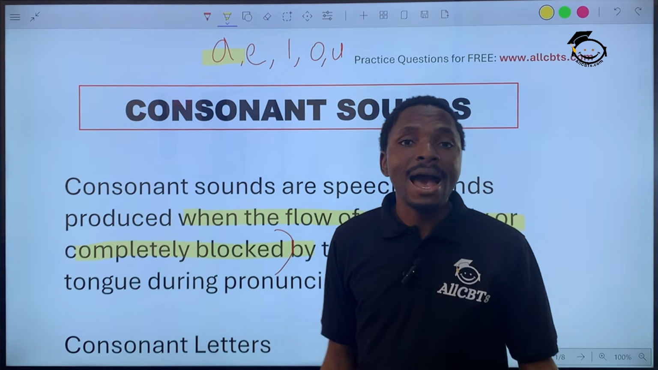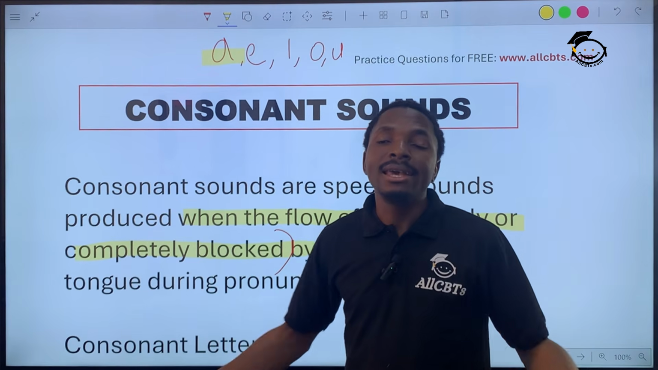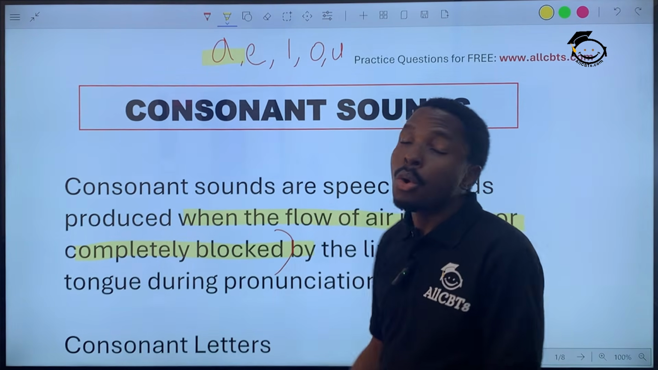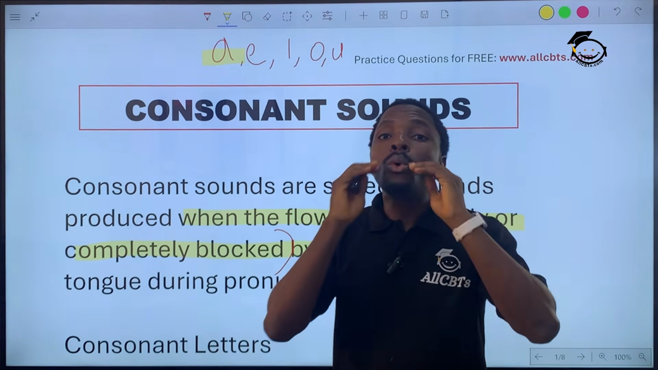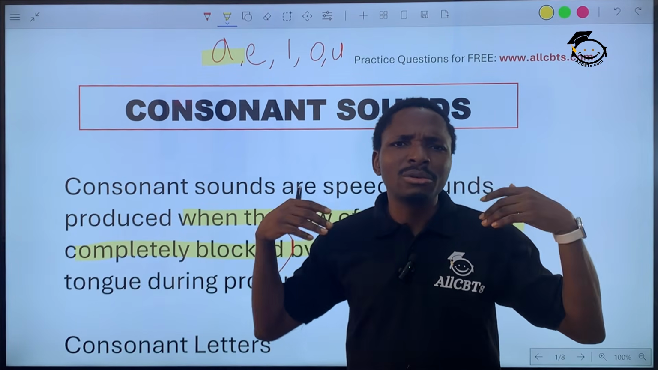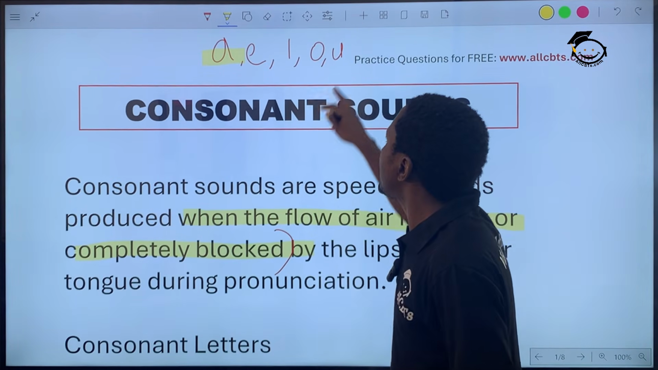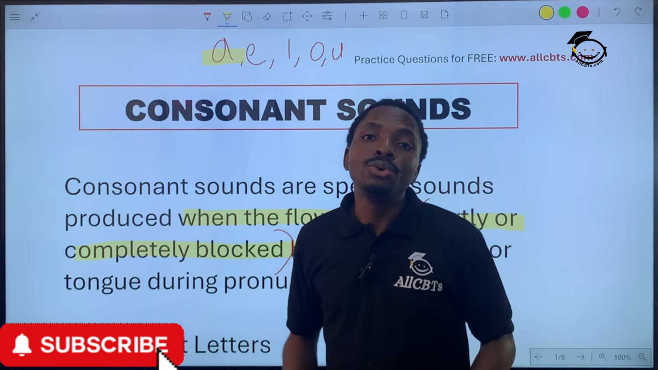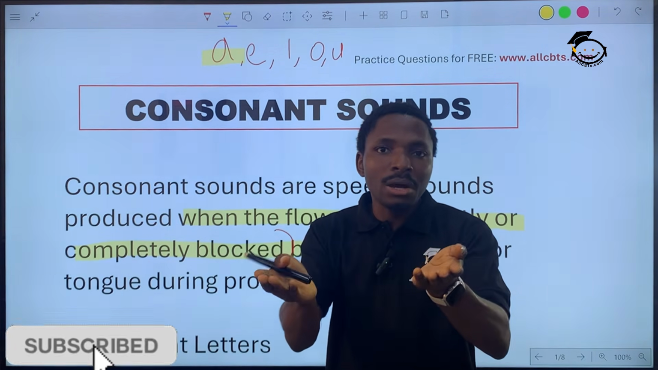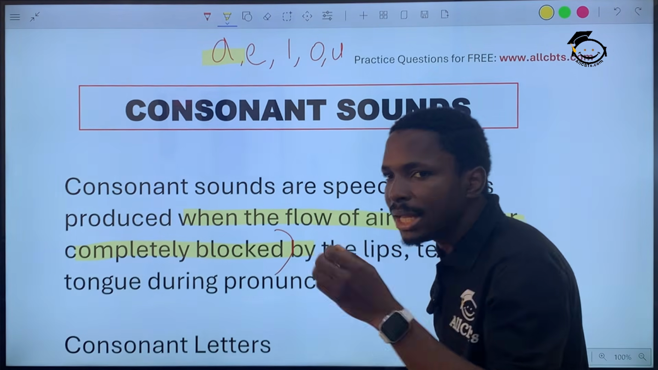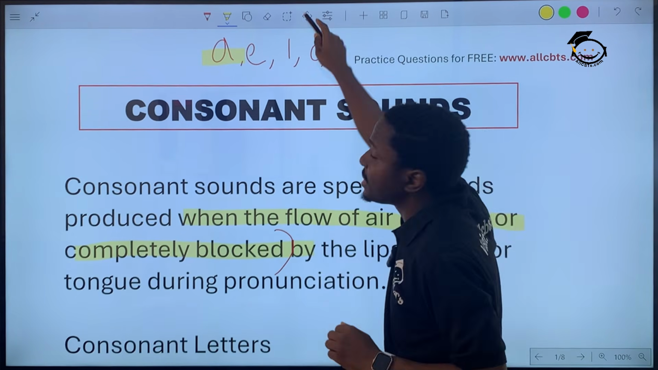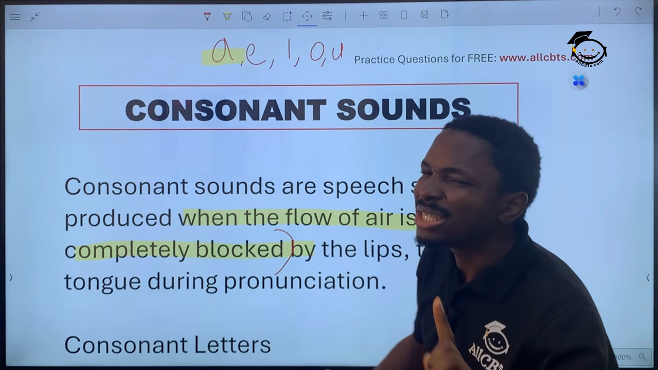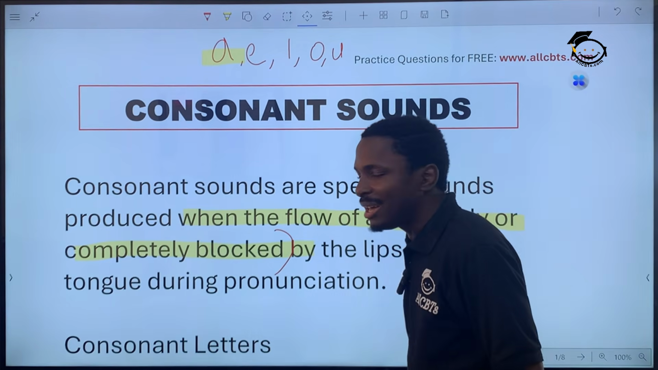Then you have I. It comes out. What about O? You see, it flows out without any interruption. What about U? Flows out, no interruption. But then let's now see consonant sounds. If you can get this logic, you are done for life.